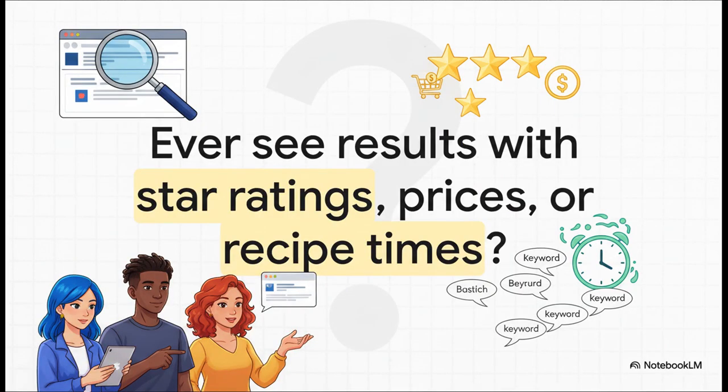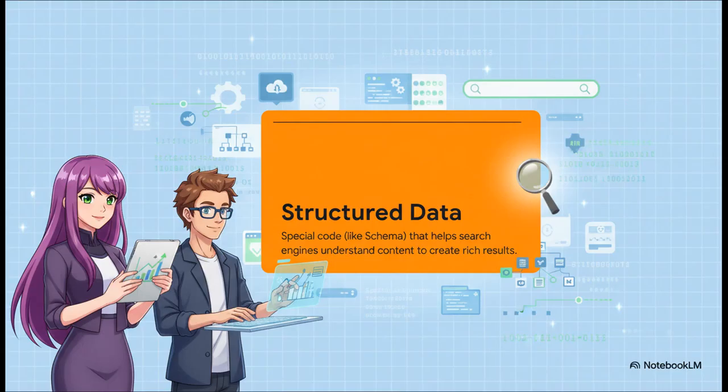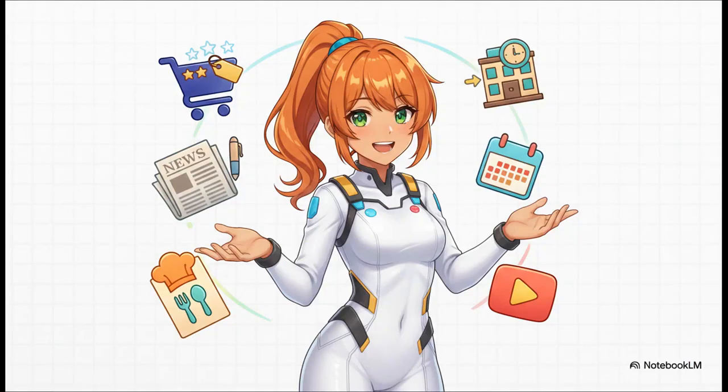You've definitely seen these, right? The ones with stars or prices? Well, there's a way to get them. They're called rich results, and wow, they can really make your link pop on the page. The magic behind them is structured data. It's just some simple code that explains your content. You can use it for products, reviews, events, all sorts of stuff that grabs a customer's attention.